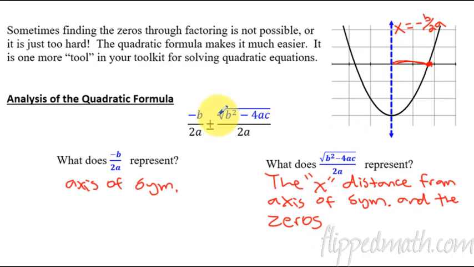So it's both directions, and that's why it's a plus or a minus. We add that distance to get to this zero, and we subtract that distance to get to that zero. Okay, that's what this is doing. So as we're using the quadratic formula and you're trying to figure this stuff out, just keep in mind that the quadratic formula helps you figure out the line of symmetry, and then from the line of symmetry, you're adding and subtracting a specific distance to get to the zeros.